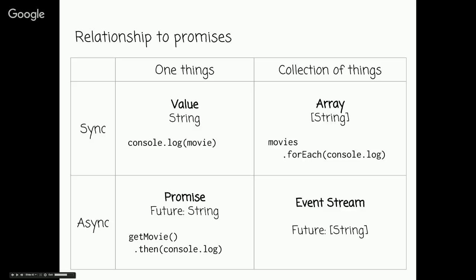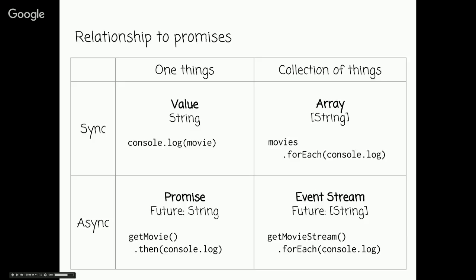Let's say we have a feature on the website where every time a movie becomes available, you get a little pop-up saying this movie has just been released. It'll be an irritating feature, right? If you're using promises, you'll have to continuously create new promises so that every time a new movie becomes available, you can print it to the screen. But event streams are very much like promises, except it's a collection, and it can be an infinite collection.